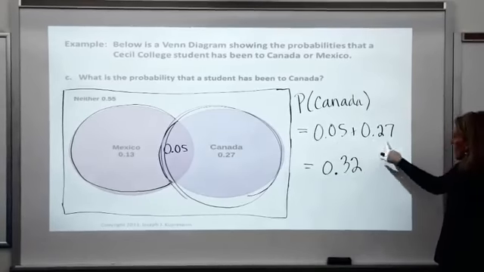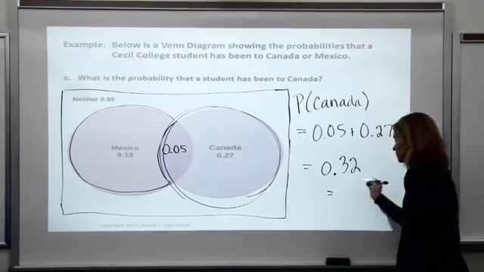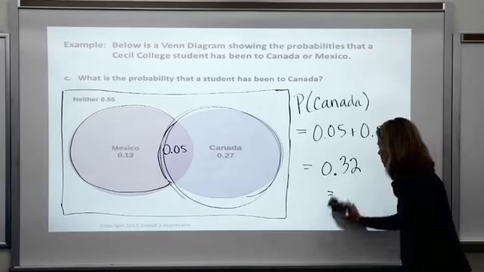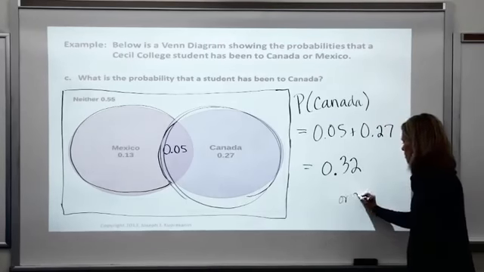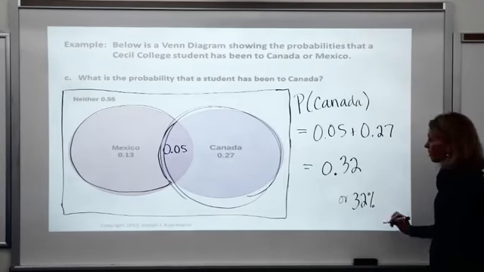So if we add 0.05 and 0.27, we get 0.32, or as a percentage, 32% of the students have been to Canada.